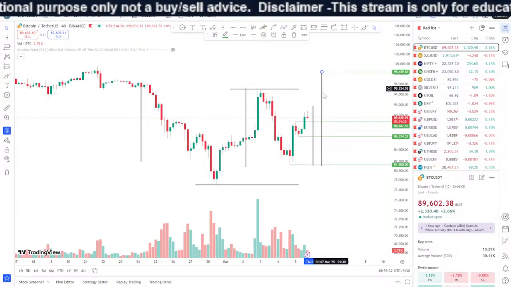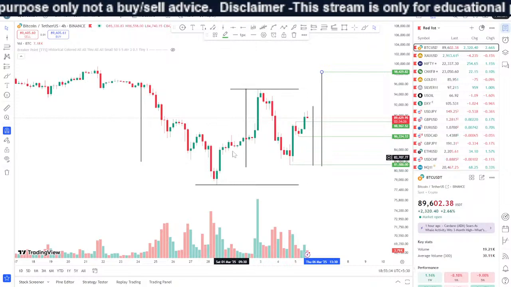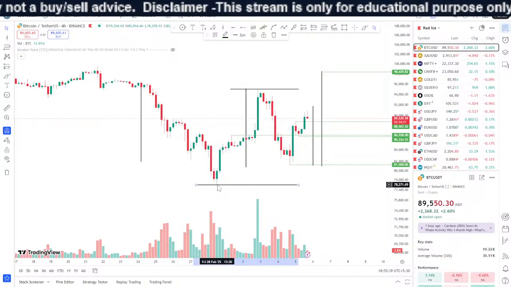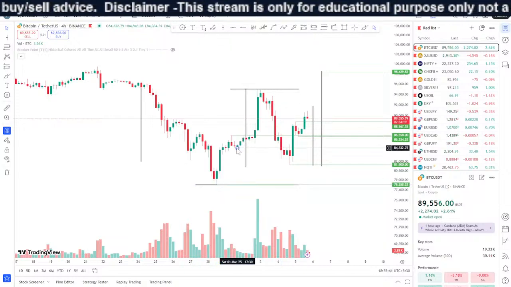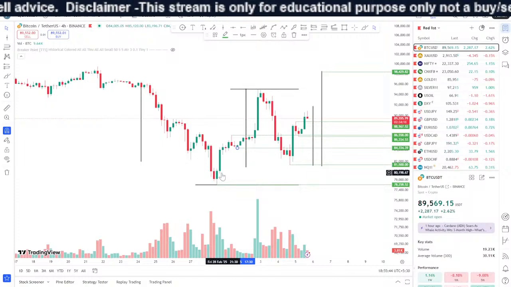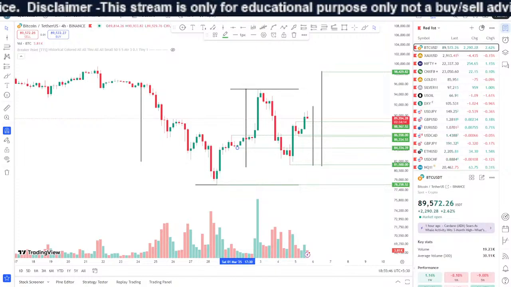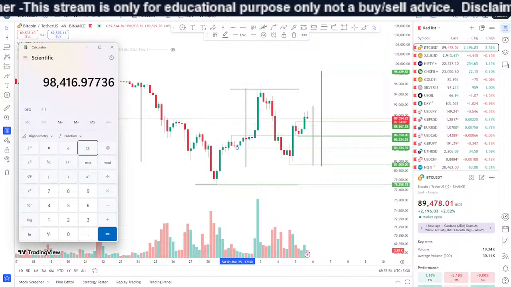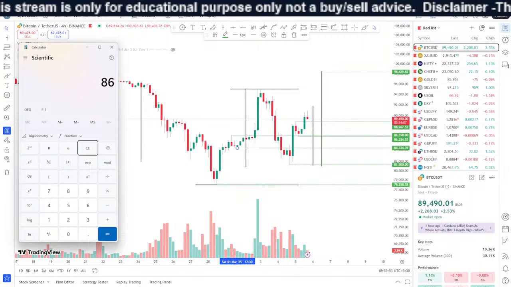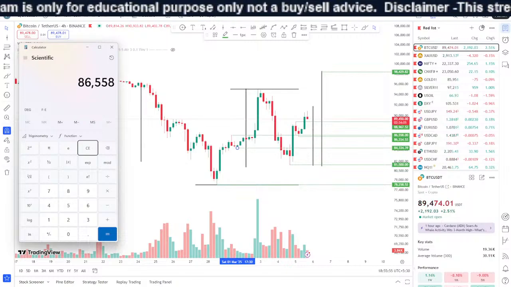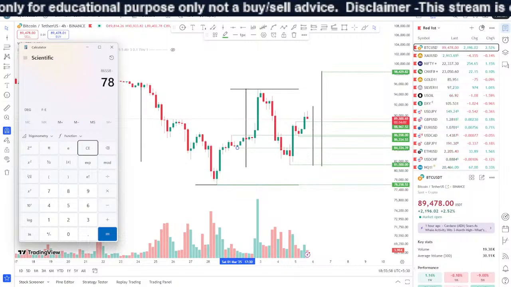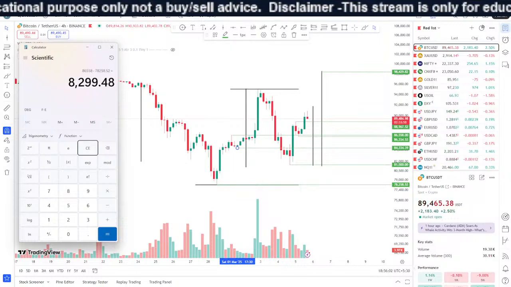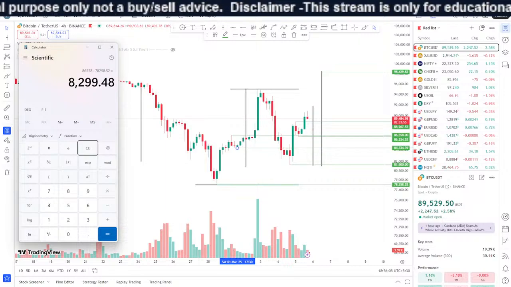Before that, let's check one more scenario wherein our high point is this, our low point is this, and our retracement point is this. Did the market follow the rule or not? In this scenario, what is the one thing that you'll be looking for? 86,558 minus 78,258.52. What is the formulative number that you're getting?